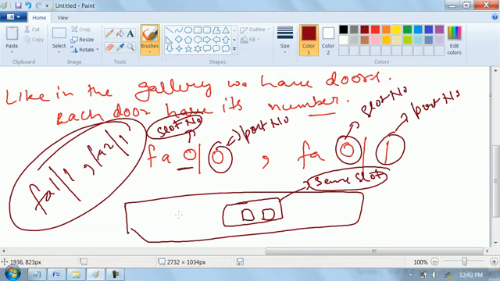So, how will the router identify the network? Our main discussion is this. How will the router identify the network? How? What will we do?